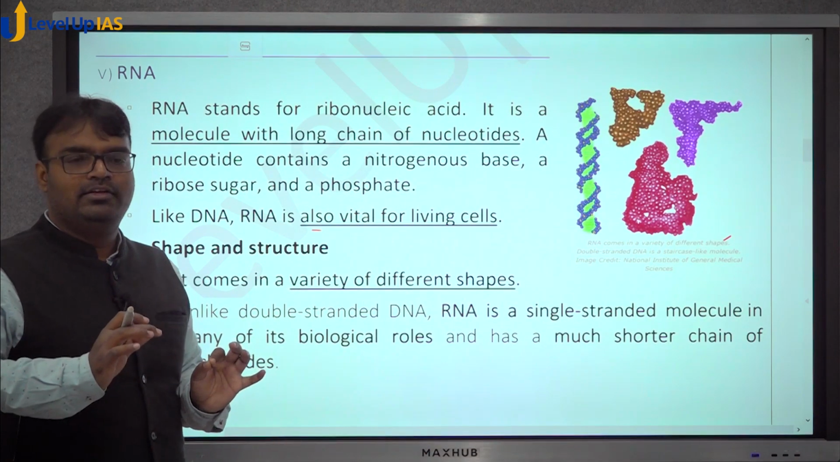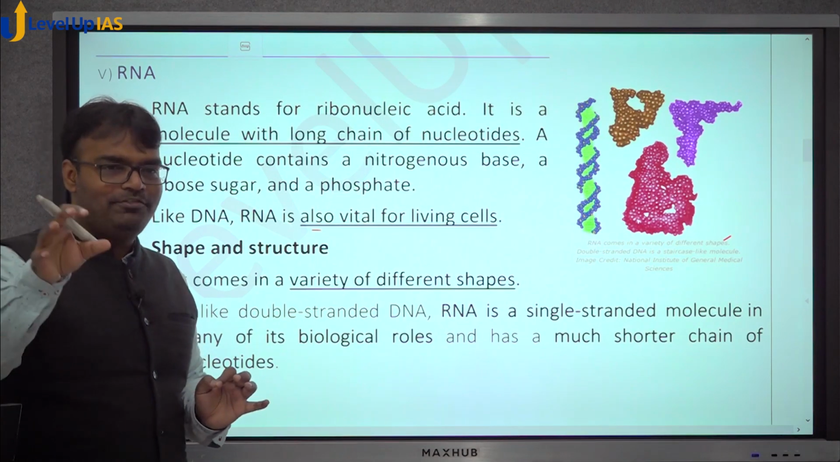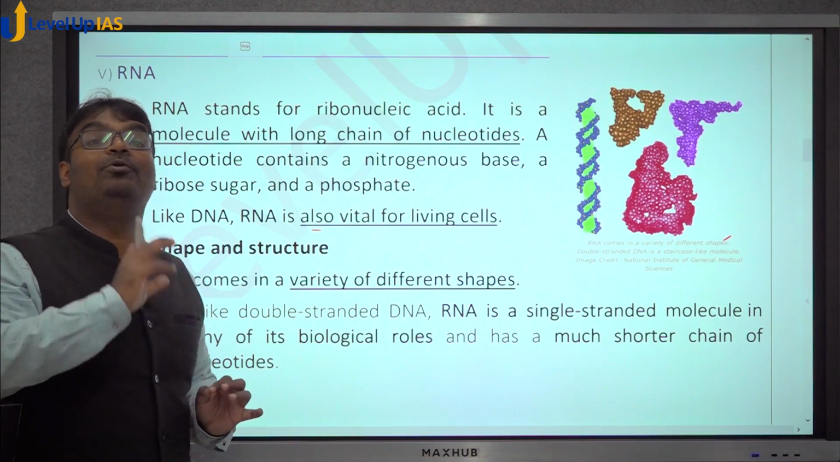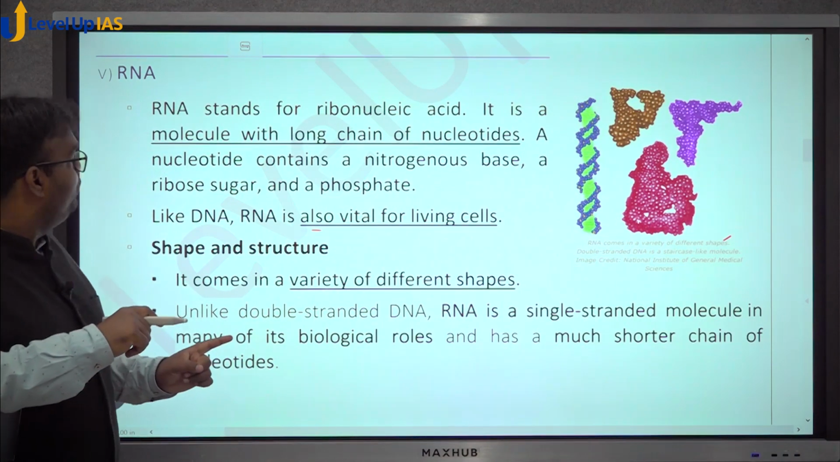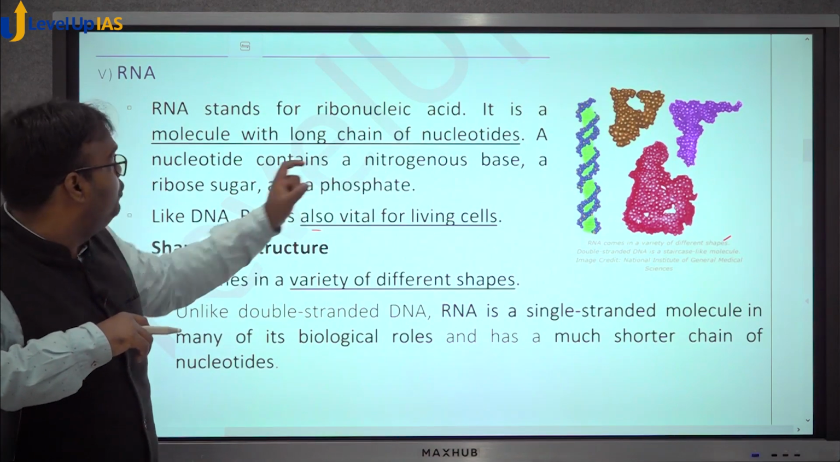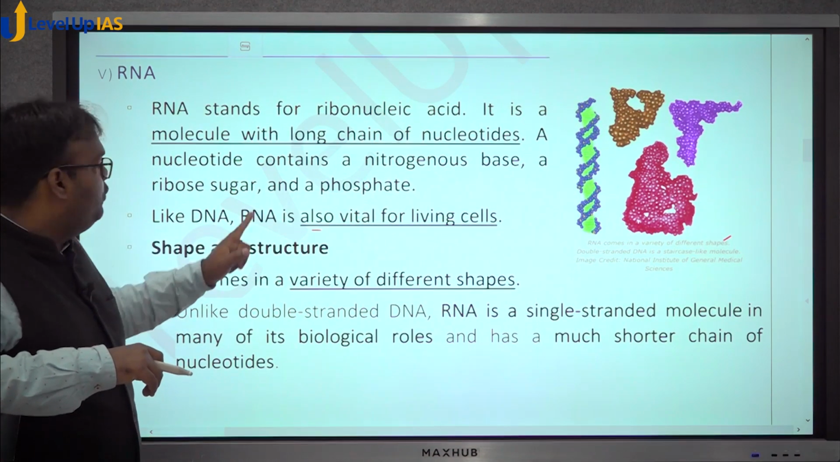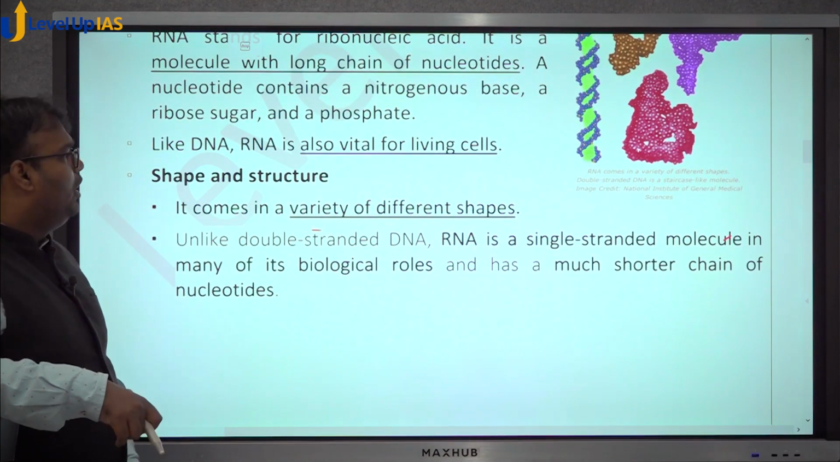Ribonucleic acid. It's a chain of ribonucleotides where we'll have a nitrogen base, a ribose sugar, not deoxyribose sugar. Right? So it's a long chain of ribonucleotides where we'll have a nitrogen base, a ribose sugar and a phosphate group. Like DNA, RNA is also vital for living cells.